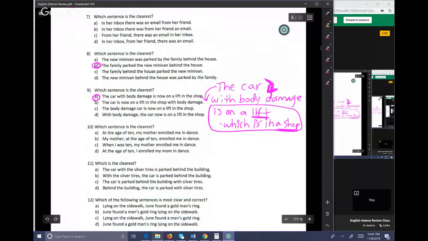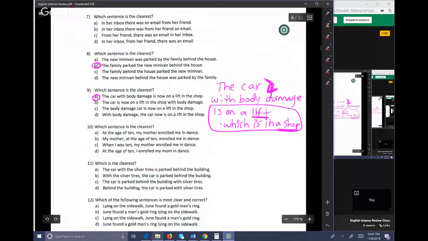The car with body damage, so we keep these two together. You can't put body damage anywhere else, or else it won't be clear that we're saying the car has the body damage. So the car with body damage is now on a lift in the shop. So this effectively says the car is on the lift, but the lift is in the shop. So let's look at our other examples and use our old strategy and blend that in here so that we can see where there's misplaced modifiers.